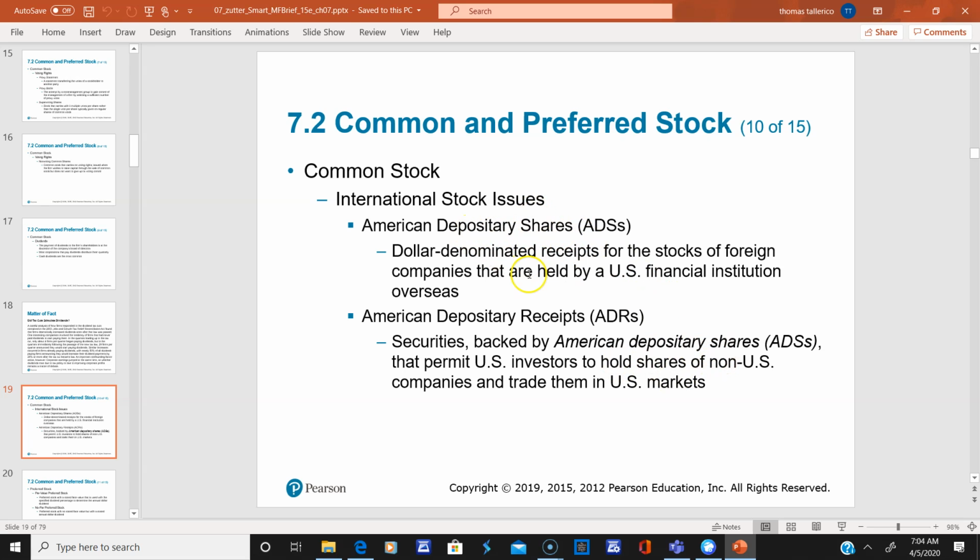So there's two different terms here. The receipt contains the shares. So you see, you can hold shares of non-U.S. companies and trade them in a U.S. stock.